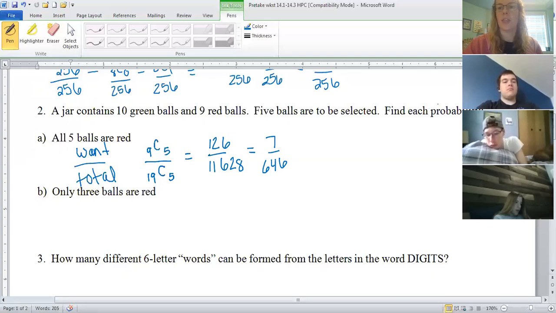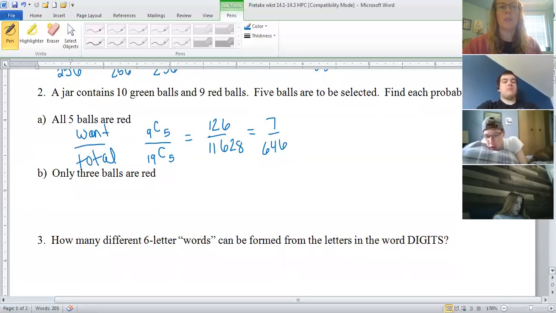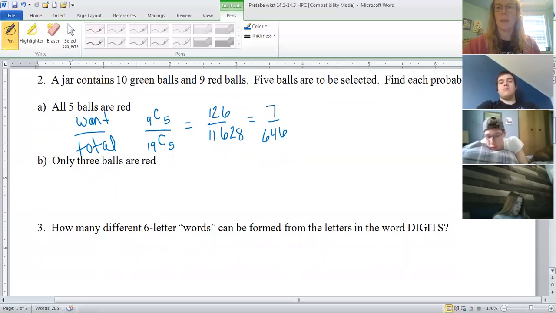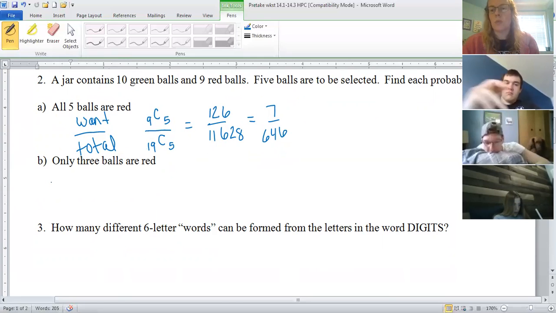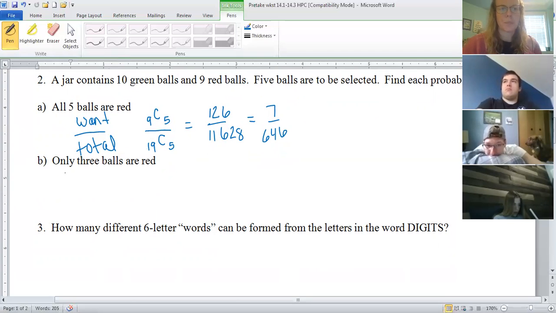And then if we want 3 of the balls to be red, this is going to be a little more challenging, but we're still going to use our combinations. Remember, you use combinations when order doesn't matter. It doesn't matter what order I pick 3 of the balls to be red. It could be the first one, it could be the last one. The order doesn't matter. When order does matter, that's when we use a permutation. That'll be coming up in a little bit too.